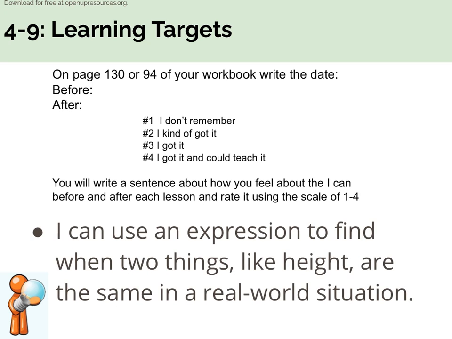So go ahead and turn to page 130 or 94. Go back and read Unit 4, Lesson 9's I can statement. I can use expressions to find when two things like height are the same in real world situations. Write yourself a sentence about this I can statement, and then go ahead and give me your number. So 1, I'm still confused. 2, I kind of got it. 3, I did get it. And then 4, I can teach it to my friend.